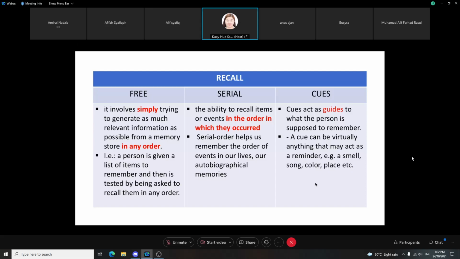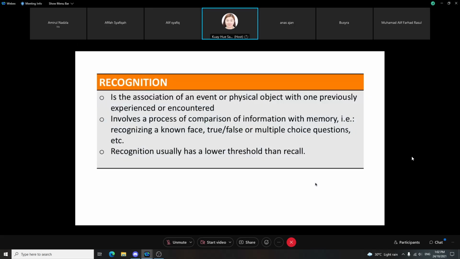And cued recalling is where a cue acts as a guide to what a person is supposed to remember. A cue can be virtually anything that acts as a reminder, like a smell, a song, a color, or a place. Let's just take an example of it. Recognition is associating events or physical objects with anything that we have experienced or encountered before. It involves a process of comparing information with memory, for instance recognizing a known face, or true or false or multiple choice questions. Recognition usually has a lower threshold than recall.